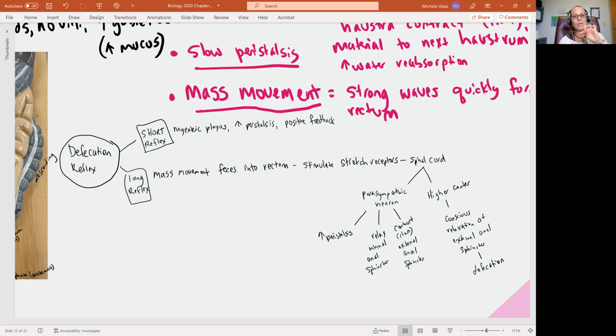Fecal material is going to move out of the rectum back into the large intestine. And the longer that fecal material is in the large intestine, the more water is reabsorbed. And so the fecal material can get very hard. And this can lead to, of course, constipation and trouble defecating.